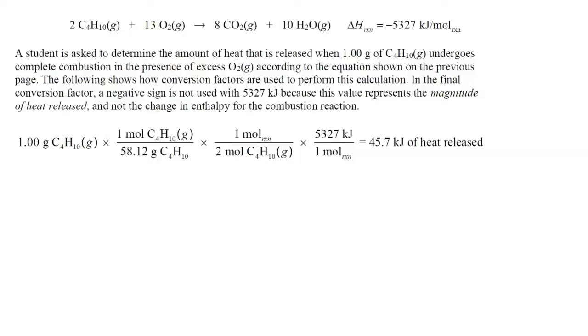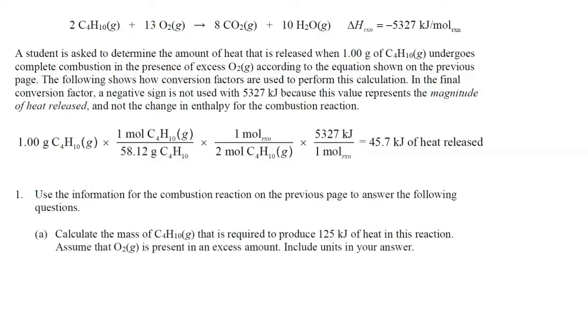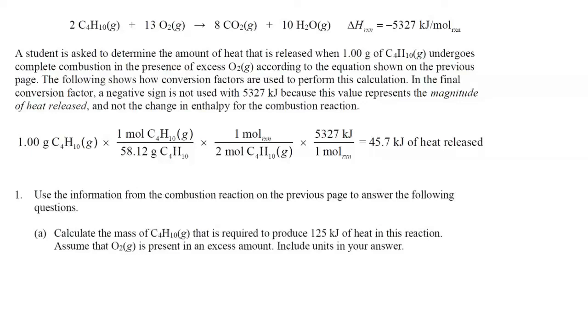All right, so now we come to question 1 of your packet. Question 1 says to use the information from the combustion reaction to answer the following questions. Part A, calculate the mass of C4H10 that is required to produce 125 kilojoules of heat in this reaction. Assume that O2 is present in an excess amount. Include units in your answer.